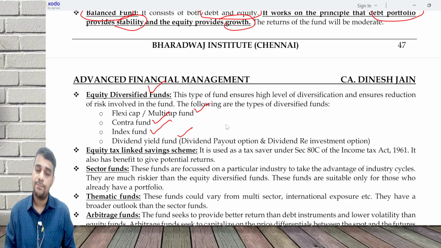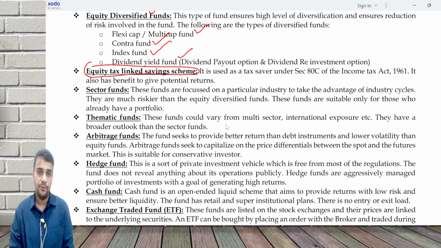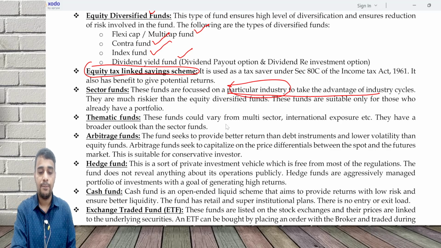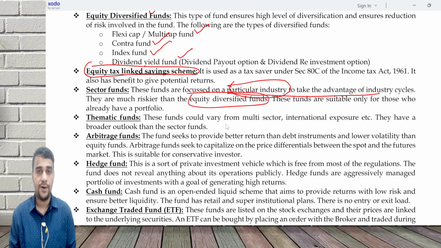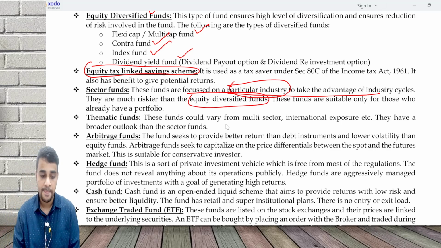Undiversified, I gave you an example, sector funds. Sector fund is undiversified. ELSS scheme. ELSS is basically investments done under section 80C. Sector funds are focusing only on a particular industry. They are much riskier than the equity diversified funds.